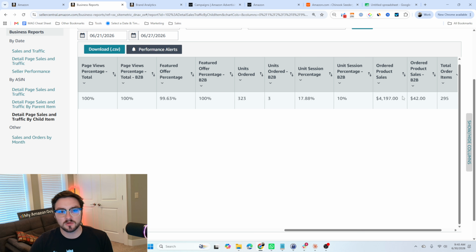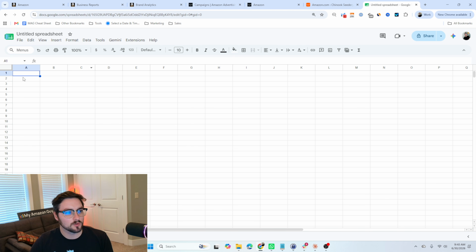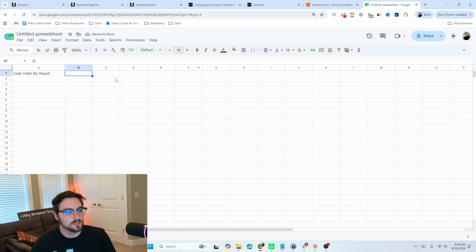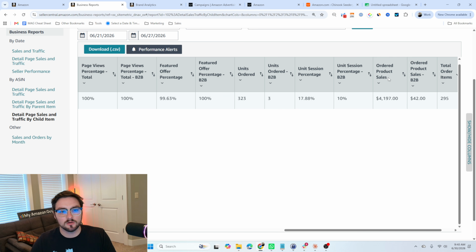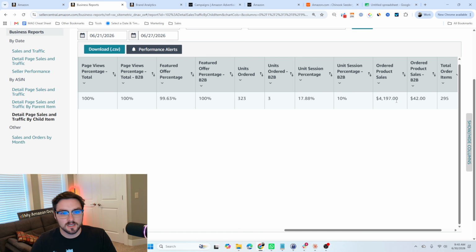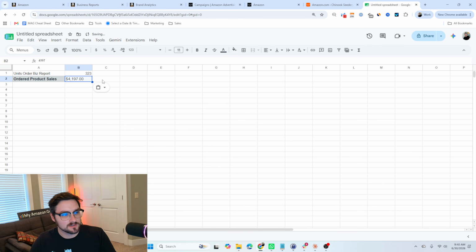So first and foremost, let's take this. Our units ordered, we're going to come over here and put units ordered, biz report. And we are going to put this over a little bit. We're going to look here and we're at 323, so we're going to put 323 here. Then we're also going to come over here and say, okay, ordered product sales, fantastic. We'll take that and throw that in there, and we are at $4,197. Perfect. So we have $4,197 on this specific product.